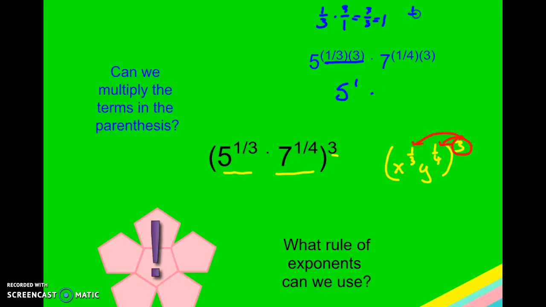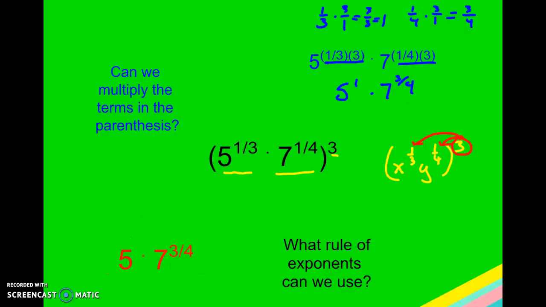Alright, now I'm going to take 1/4 times 3/1. Again, we want both numbers written as fractions. 1 times 3 is 3. 4 times 1 is 4. So the product is 3/4, and so this is 7 to the 3/4 power. And that is our answer, 5 times 7 to the 3/4 power.